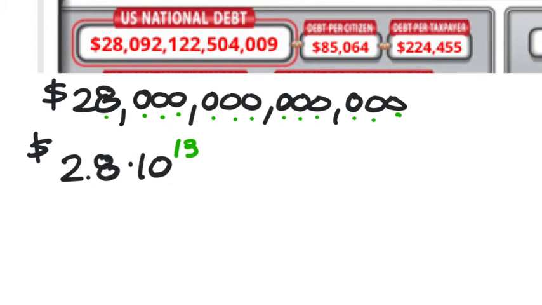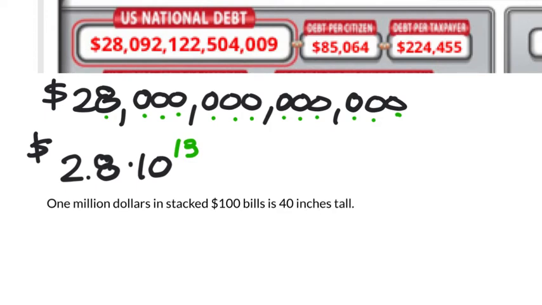That feels pretty good. However, let's look at another interesting fact. I don't know this from experience because, well, I'm a teacher. However, it has been said that $1,000,000 in stacked $100 bills is 40 inches tall. Now that would be stacked Benjis right there. You take a Benjamin, stack it on top of another Benji, keep stacking until you end up with 40 inches tall. Now you got $1,000,000.